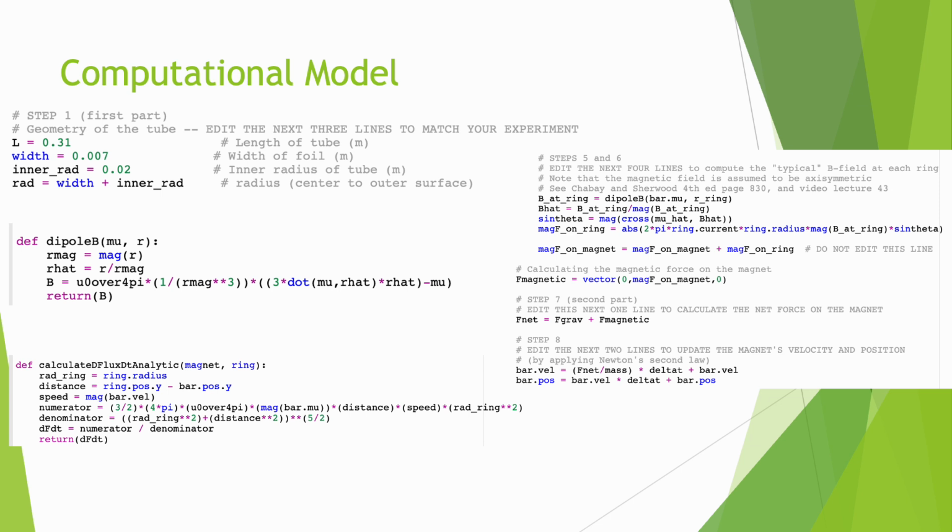Here are some snippets of code from the computational model on GlowScript. I initialized the tube of aluminum foil by measuring the length of the tube, width of the foil, and the inner radius. Then, I calculated B dipole. Next, I made a function to calculate dΦ/dt, starting with the radius, distance traveled by the magnet, and the speed. Then, the typical B field at each ring was calculated. I then put the magnetic force on the magnet in vector form. From there, I calculated the net force and updated the magnet's velocity and position using Newton's second law.